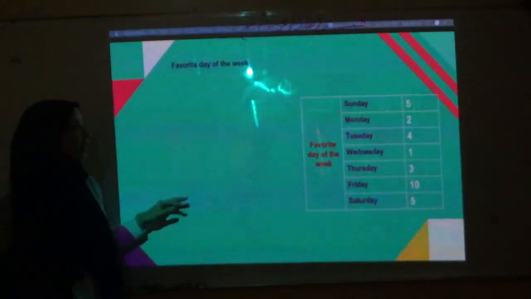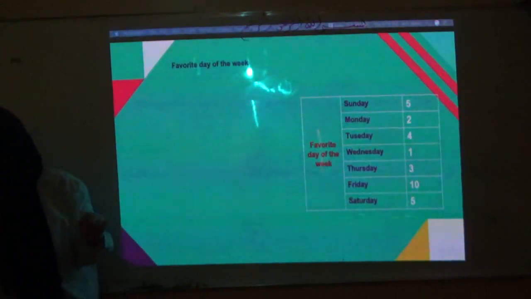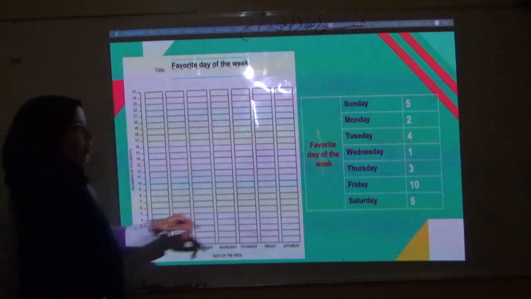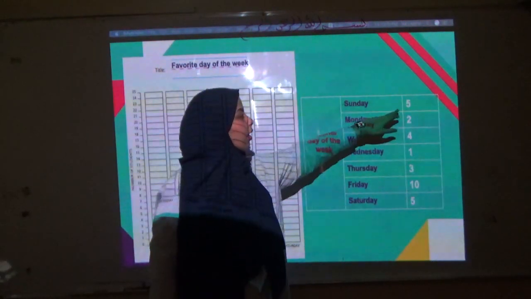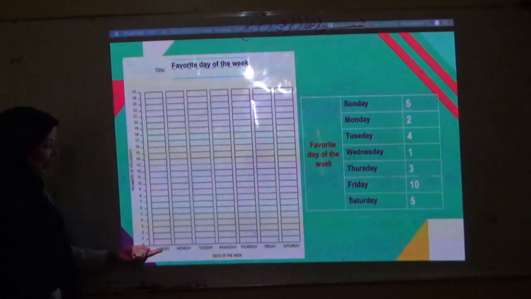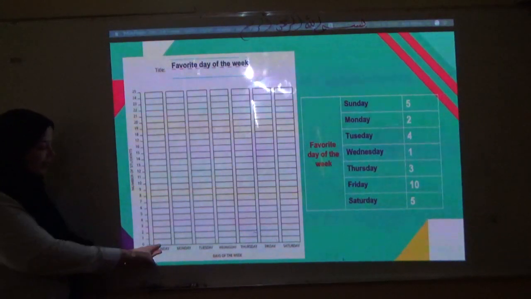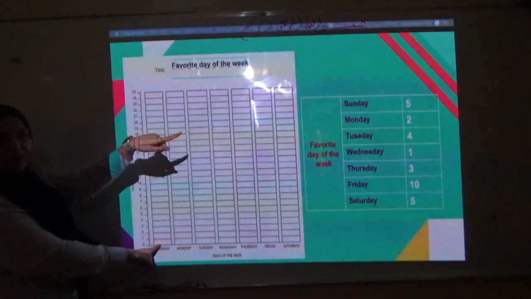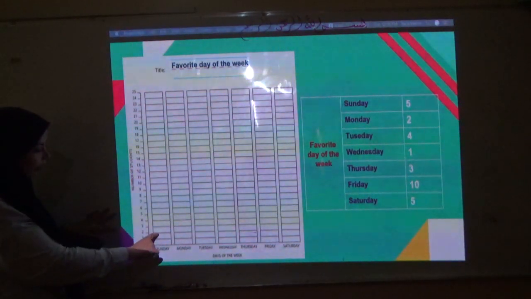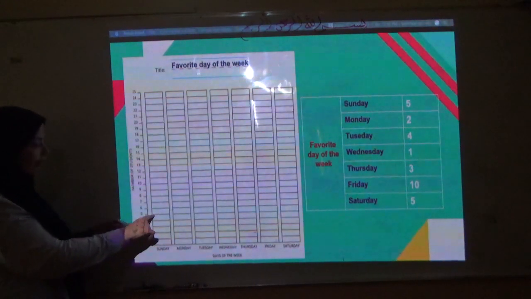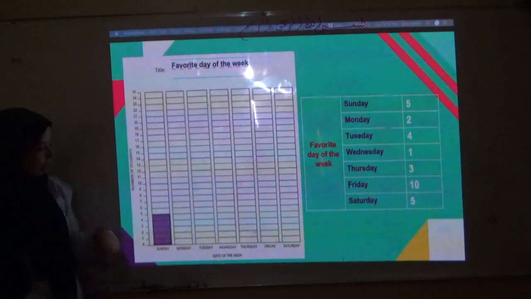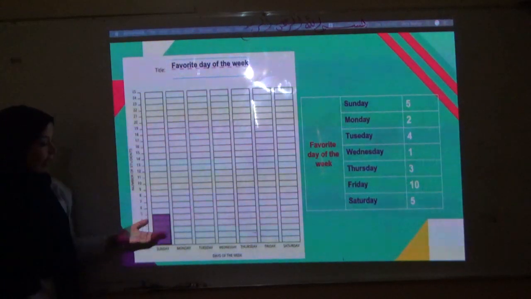So now let's draw our graph. Here I have the table, and here I have the graph. As you can see, Sunday I have 5 friends who like Sunday. I will go to Sunday. I'll start from 0 up to which number? Good job, up to 5. So I will move 1, 2, 3, 4, 5, and I will end here because that's my data. So I colored my rectangle here.